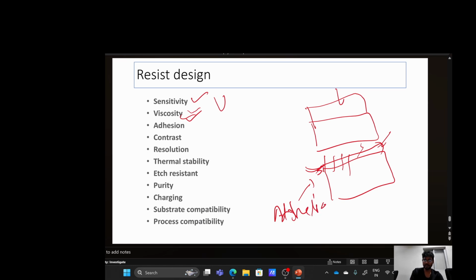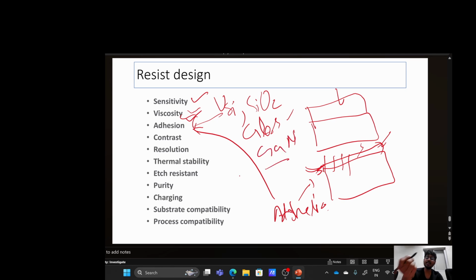Adhesion promoters improve the adhesion of the resist to the substrate. This matters because you use various types of substrates, let us say silicon dioxide, glass, or gallium nitride, GaN, substrates for the lithography process. So the adhesion of the resist to this type of substrate should be good.